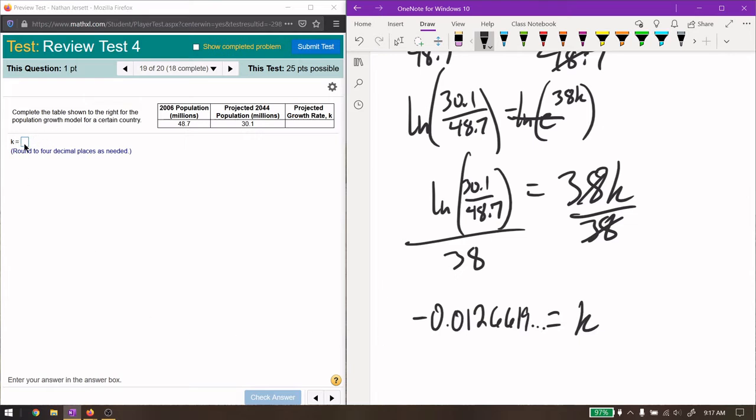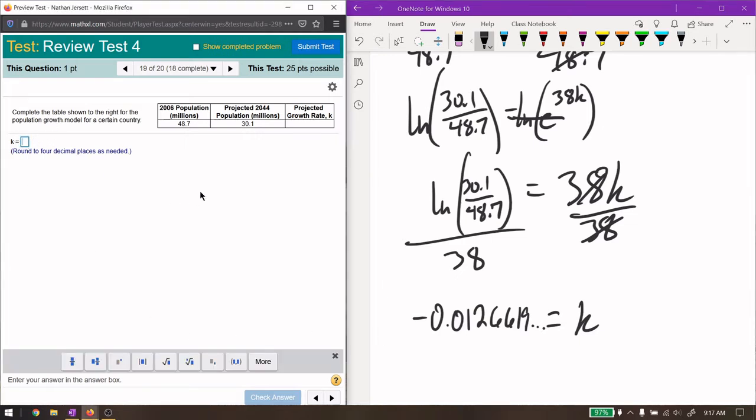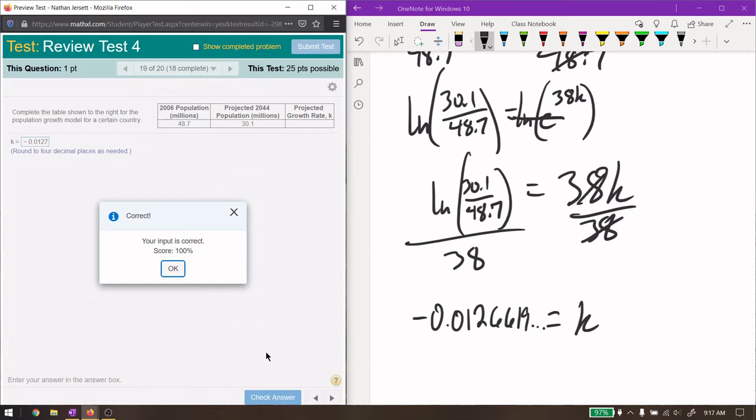And it says round K to 4 decimal places. So we have negative 0.0127. And that's correct.